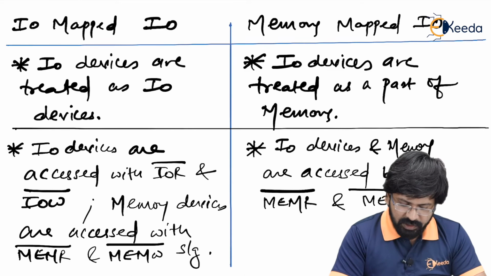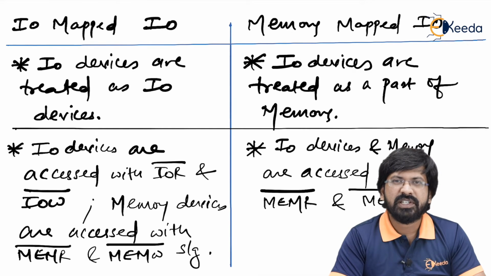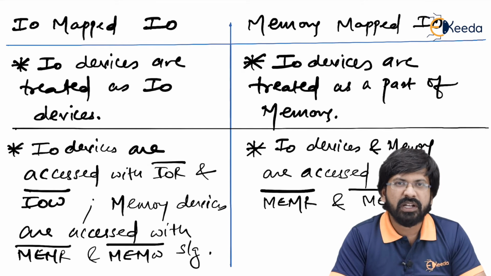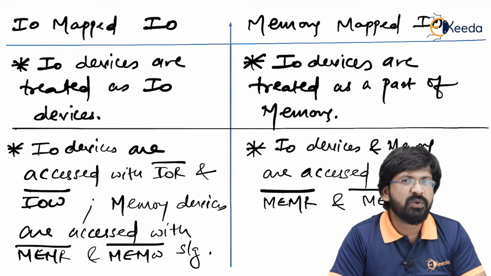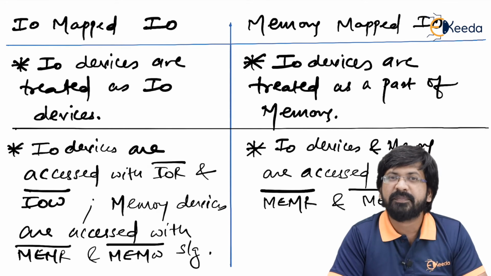Then students ask me, sir, if it is so, then how will we differentiate IO devices from the memory? First of all, you don't have to really differentiate. If you really wanted to differentiate, why did you come to the memory mapped IO technique? Then you must go for the IO mapped IO technique, where IO devices are treated separately and memory devices are treated separately.